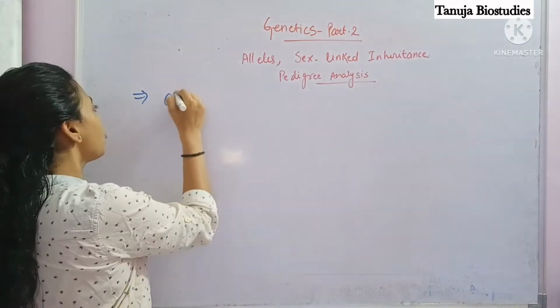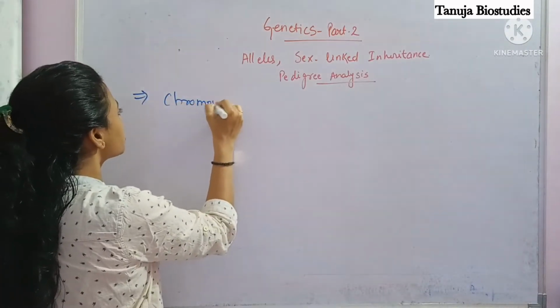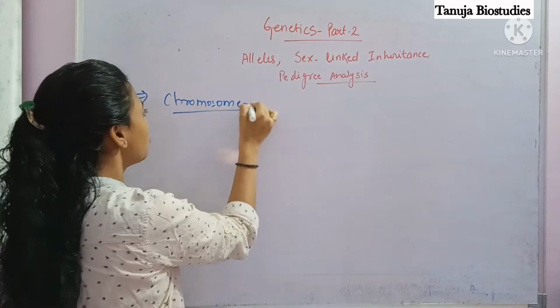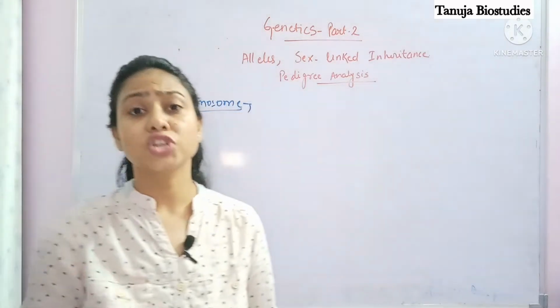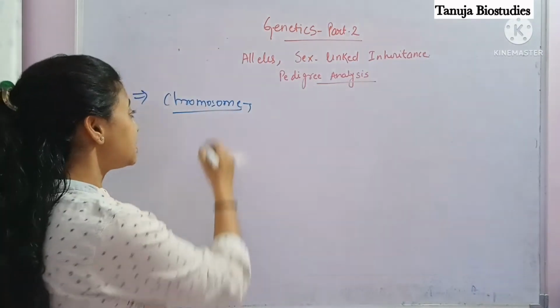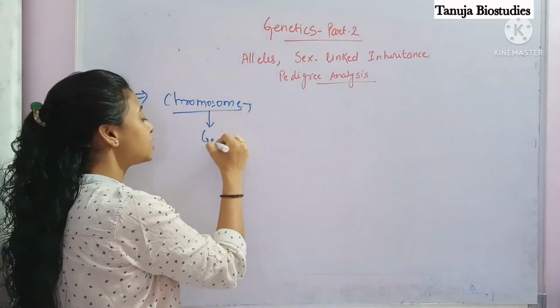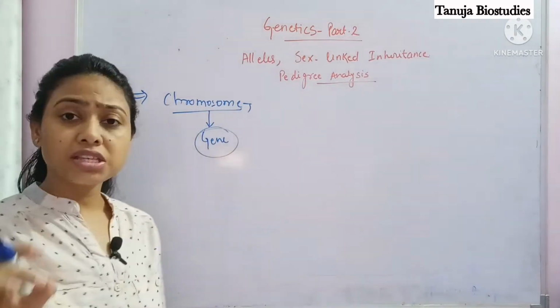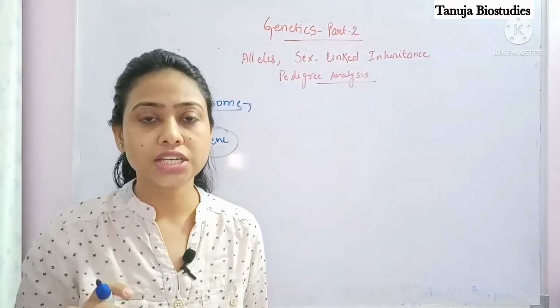First of all, you must now have understood chromosomes. What do we mean by chromosome? It is a genetic material. Now the basic unit of chromosome is known as gene, right? The basic unit of chromosome is known as gene.